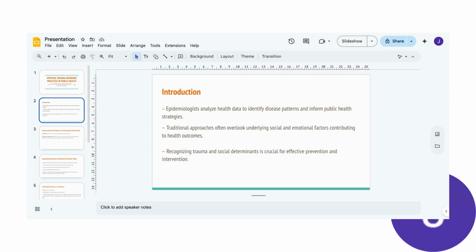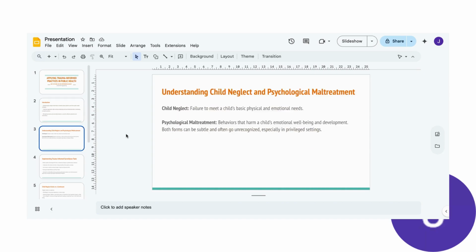Epidemiologists analyze health data to identify disease patterns and inform public health strategies. So, epidemiology usually looks at how diseases spread, but it's also super important to check out the social and emotional aspects that affect our health. And this is also very important in understanding and recognizing trauma and social determinants, which is crucial for effective prevention and intervention. So, what do we understand by child neglect and psychological maltreatment?